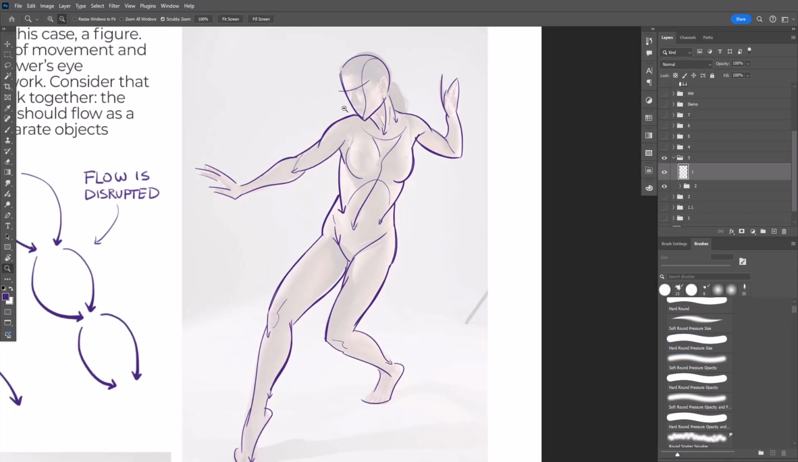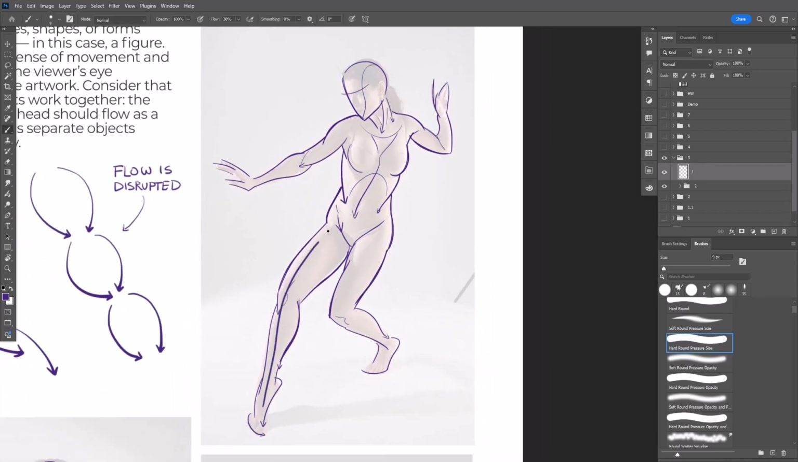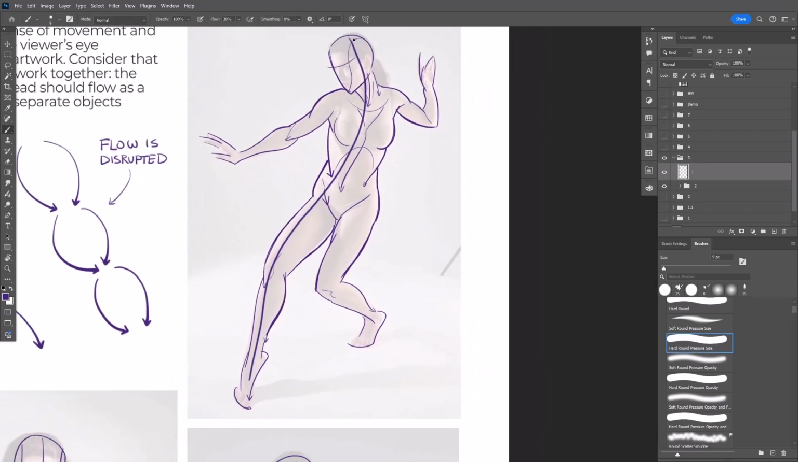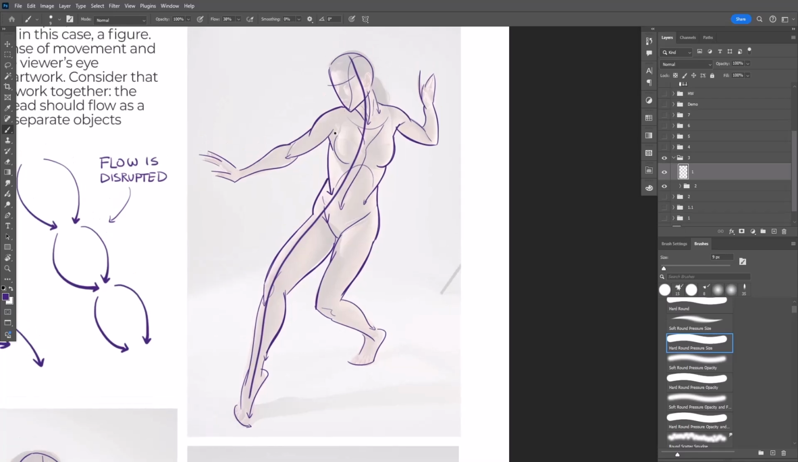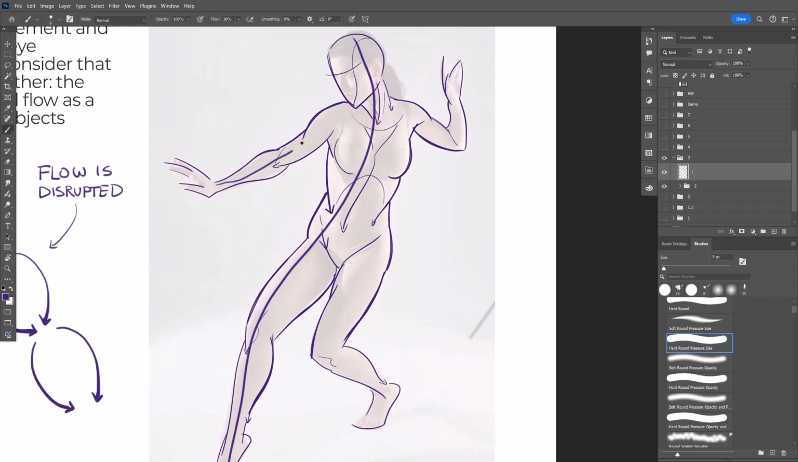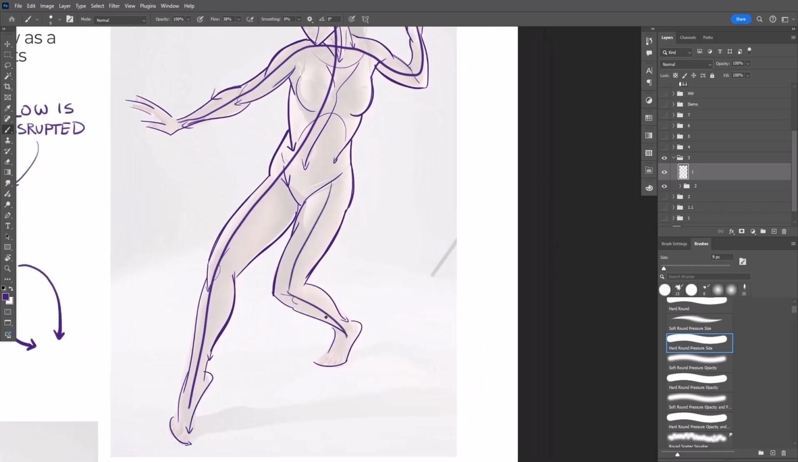So understand that you have the primary line of action here, right? And all of the lines that run through the body follow that general line of action, okay? Follow that primary line of action. And we have the secondary line of action that's going through here. And again, we're seeing the same thing. All of these lines support that secondary line of action. So that's what we're going to have to keep in mind.